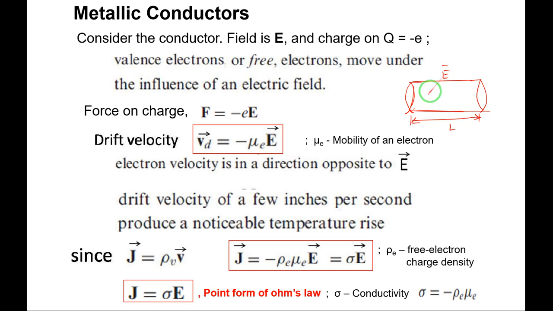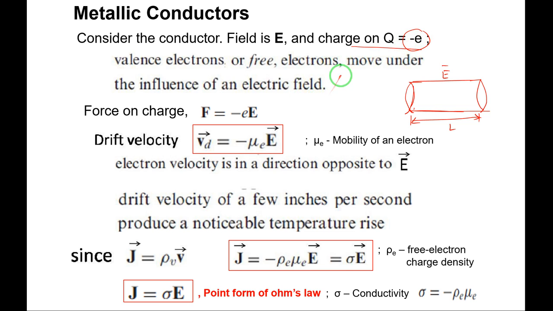The field within the conductor, let me take the electric field as E. We are applying the field, and some free electrons are there which are responsible for conduction, right? So those free electrons, the charge on the free electron is minus e. The charge q is minus e. This is the charge of the electrons.